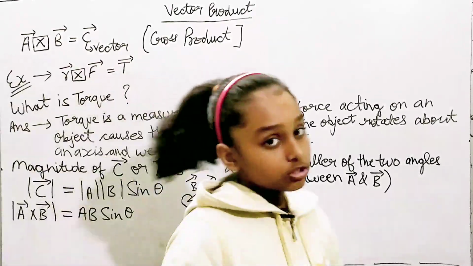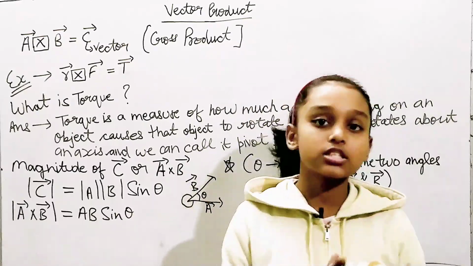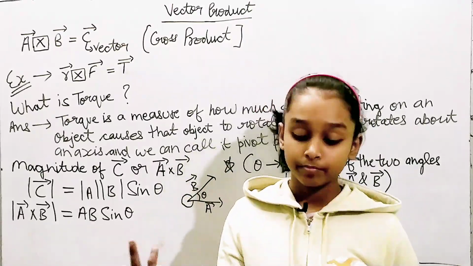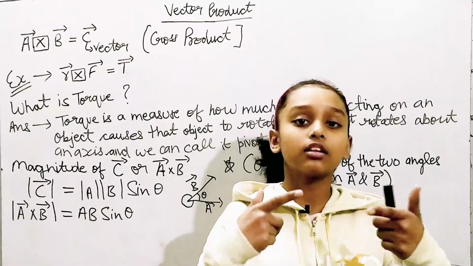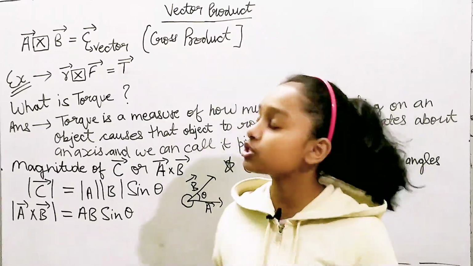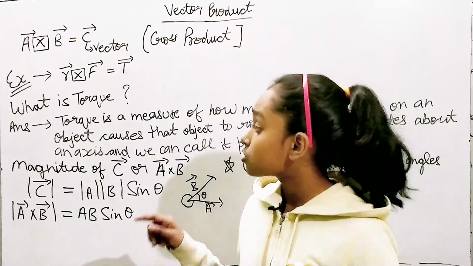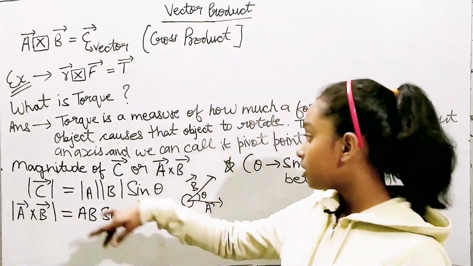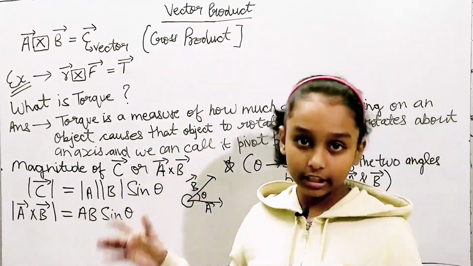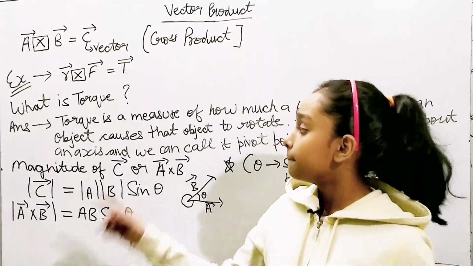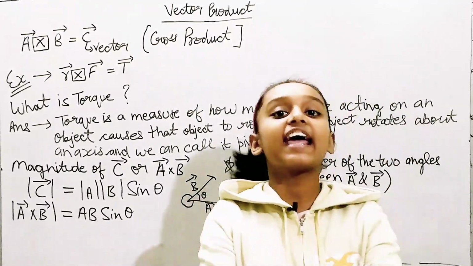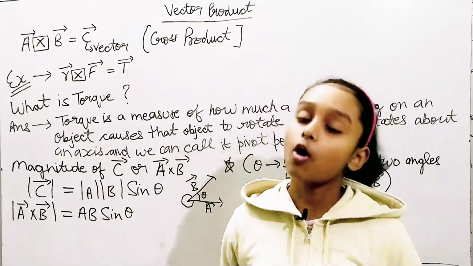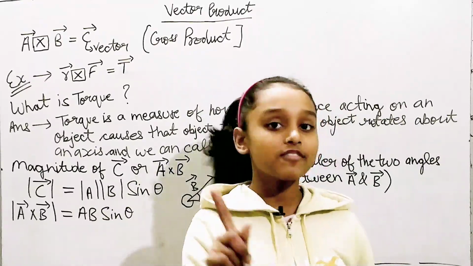So that's all for today. Vector product is not finished, because we are going to do some special cases and some properties of vector product, and then our vector product will be finished. We are soon going to take a question on vector product. In the next video, I'm going to tell you about the direction of vector C, or vector A cross B. So mod for magnitude and cap for direction. Always remember it.